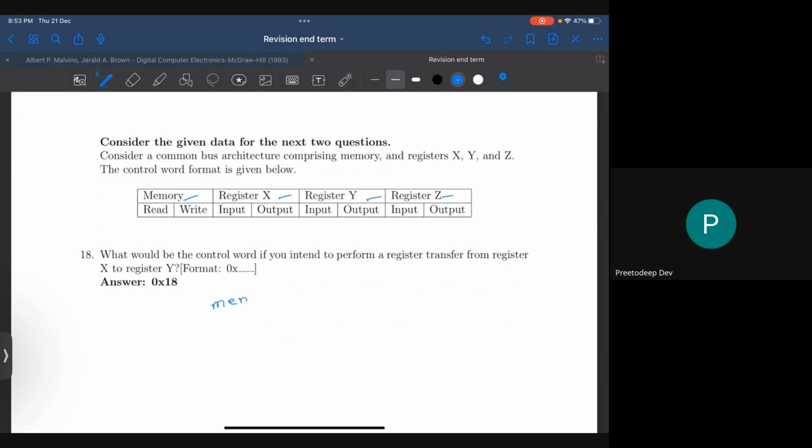Suppose this is the memory, and I'm writing here. So for a register transfer from register X to register Y, memory input will be 0 and output 0, register X input will be 0 and output will be 1, and register Y input will be 1 and output will be 0, and register Z is 0, 0. So it will be 0x 2 1.